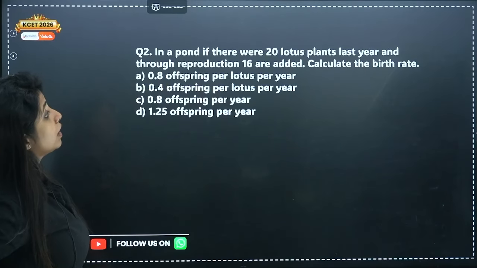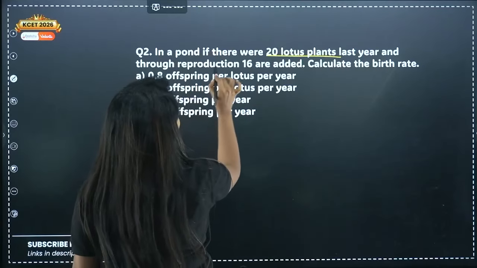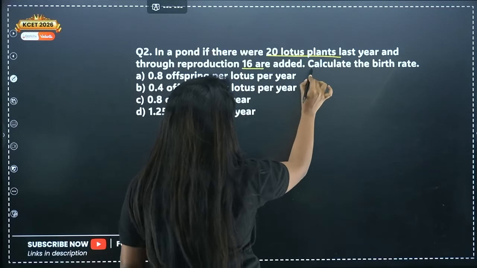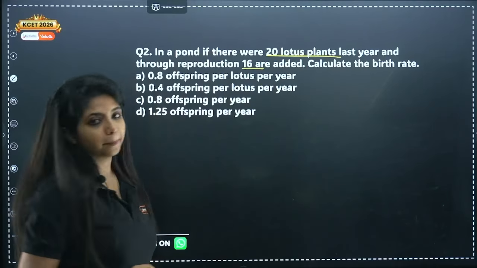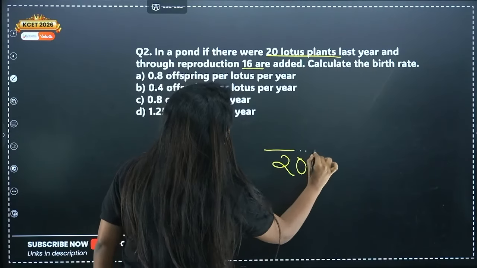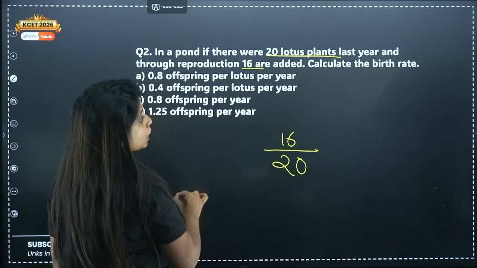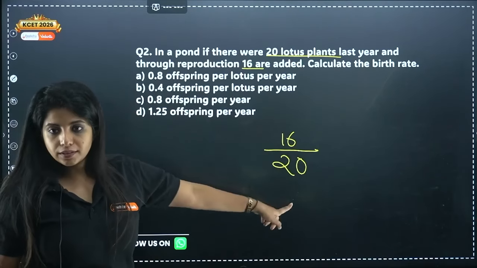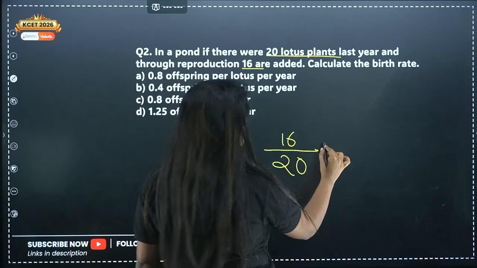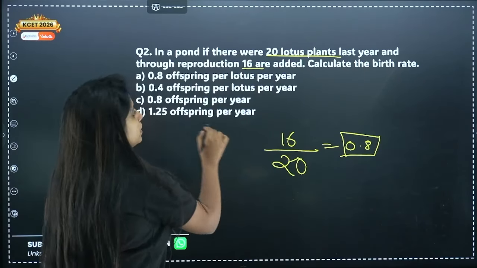In a pond, if there were 20 lotus plants last year and through reproduction 16 are added, calculate the birth rate. So we had the initial population to be 20, and through reproduction 16 of them are also added. Calculate the birth rate. So you do like this. It comes out to be 0.8.